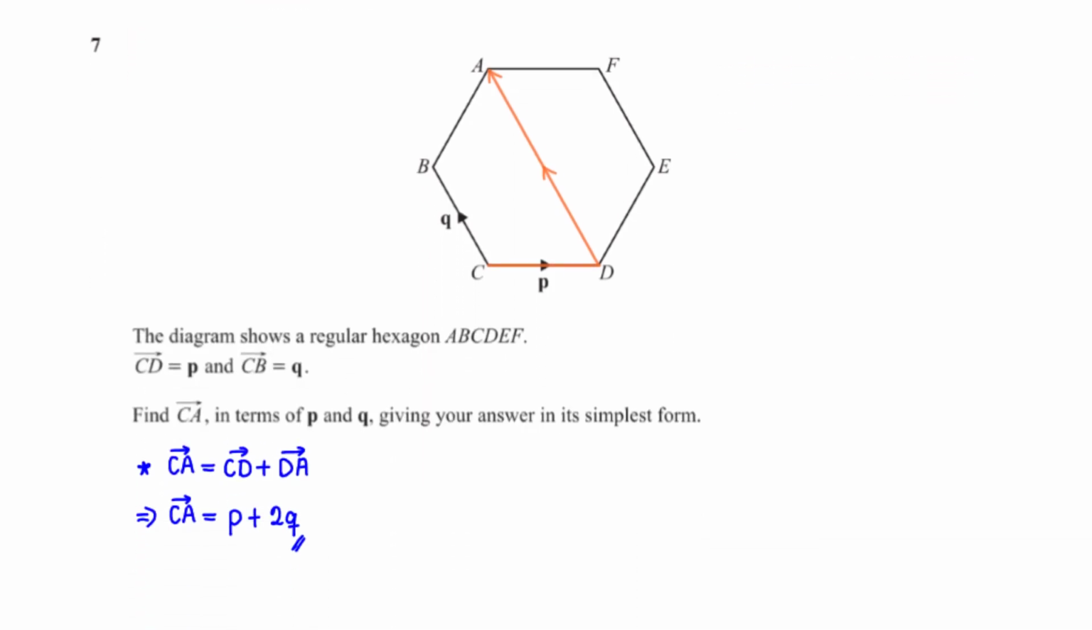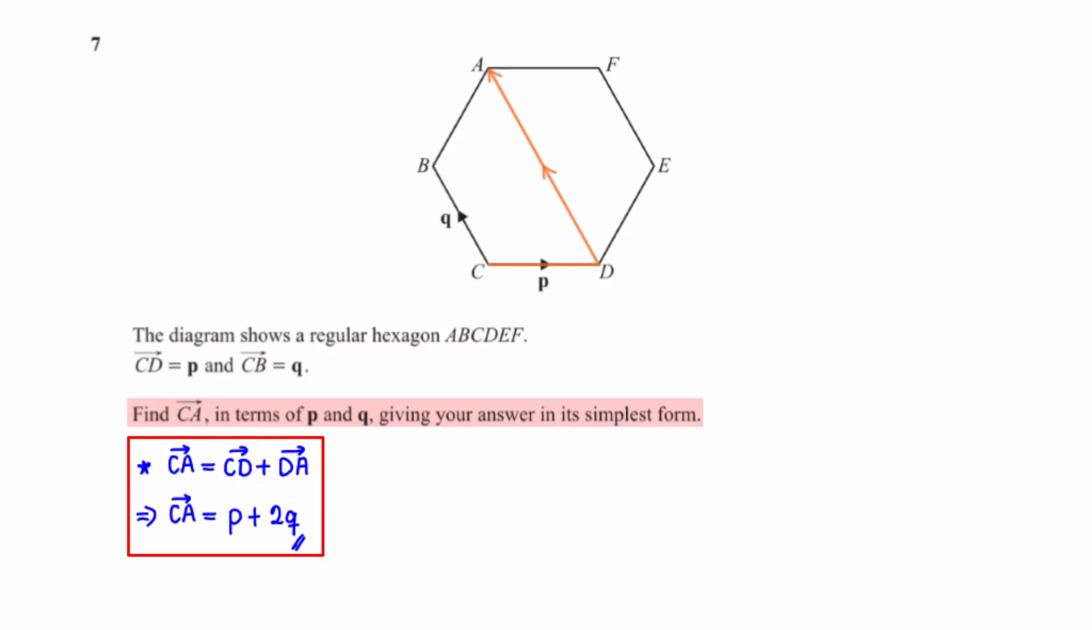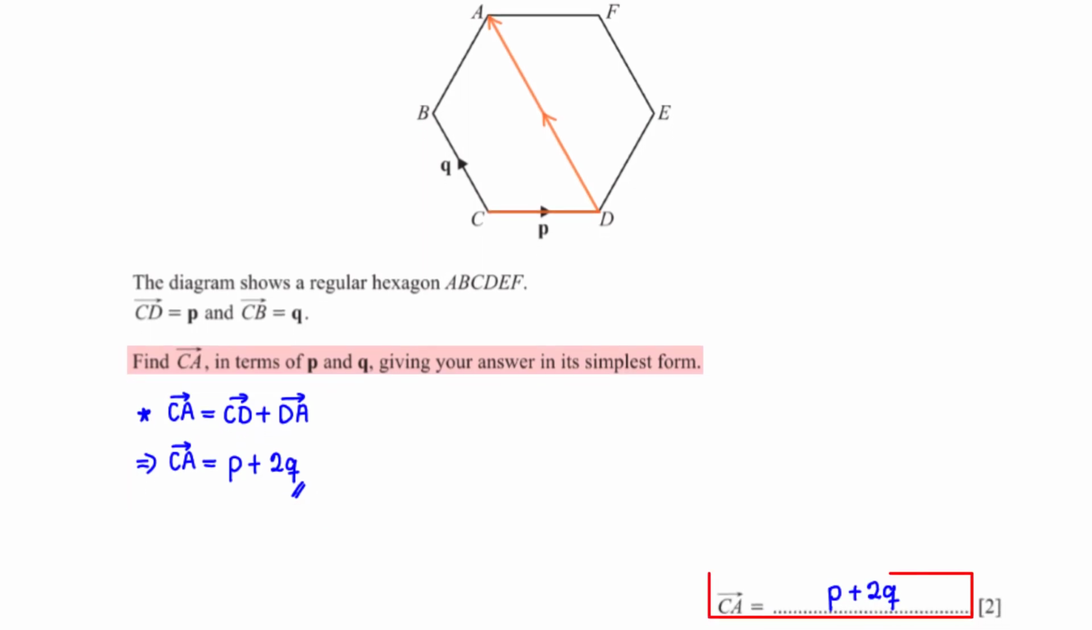The diagram shows a regular hexagon ABCDEF. CD equals P and CB equals Q. Find CA in terms of P and Q, giving your answer in its simplest form. CA can be expressed as CD plus DA. CD is P, DA is 2Q, so we have P plus 2Q.